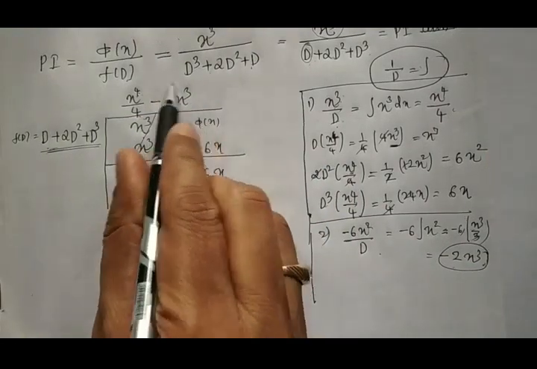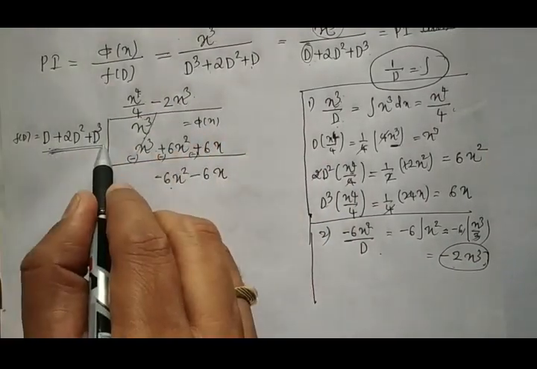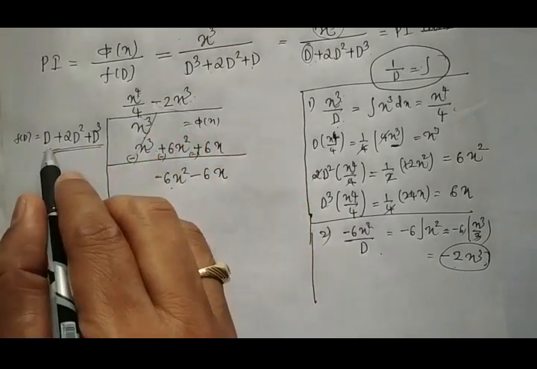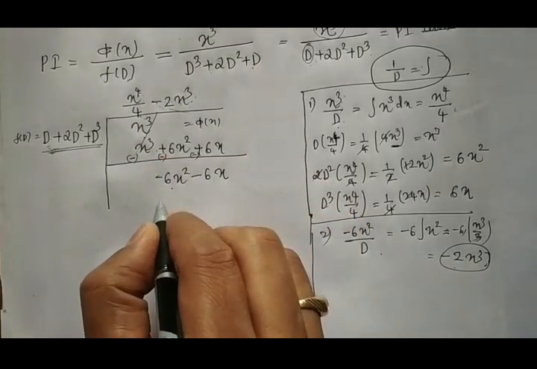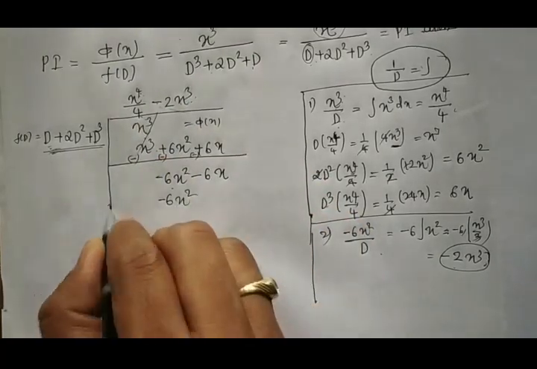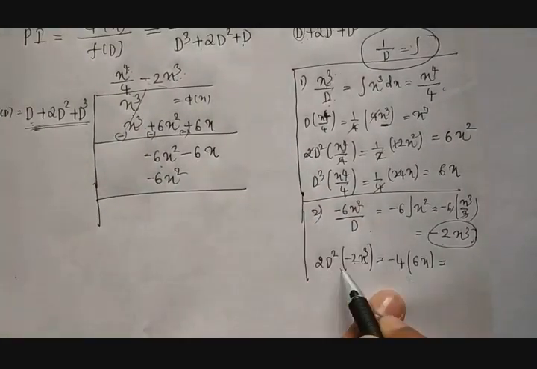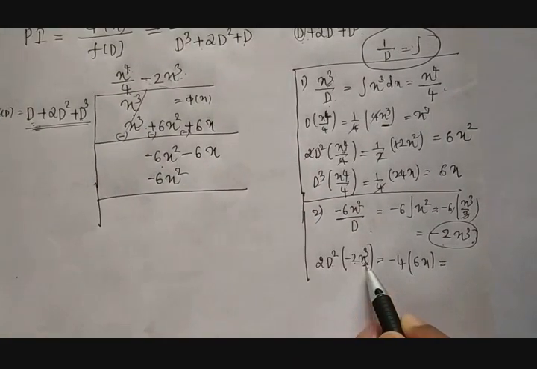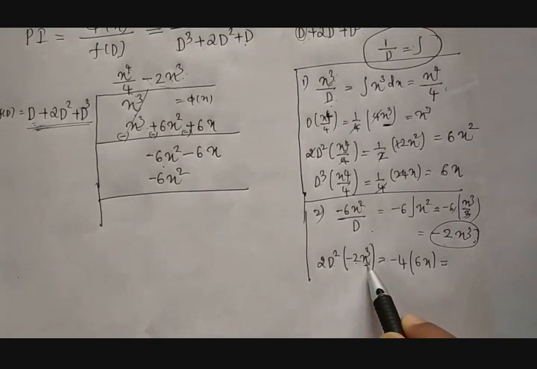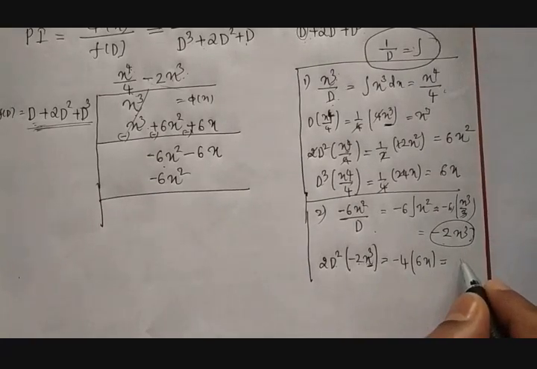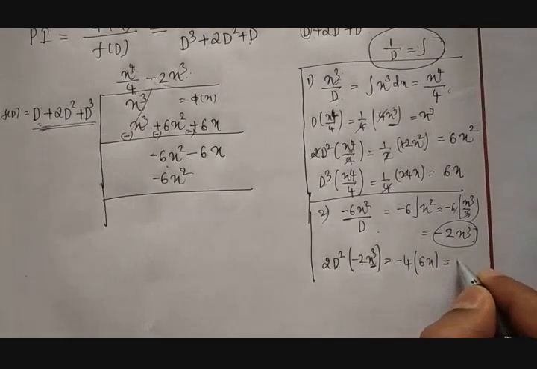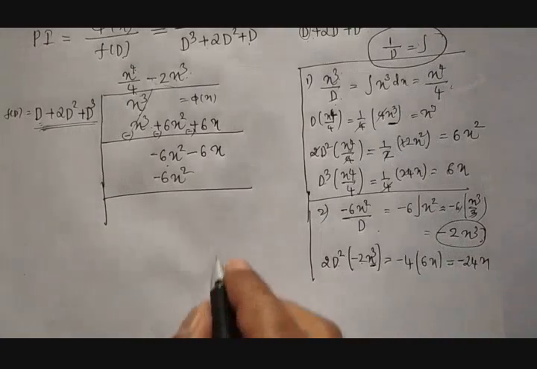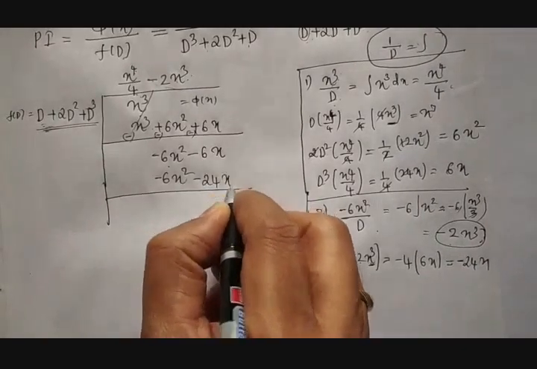Then multiply this term throughout the equation of f of D. So minus 2x cube into D means the differentiation of this will be what? Then it becomes 6x along with minus. So minus 6x square. Okay. Then first differentiation of x cube is 3x square. Then second differentiation is this much. Therefore it is minus 24x. So that will be written here, minus 24x.